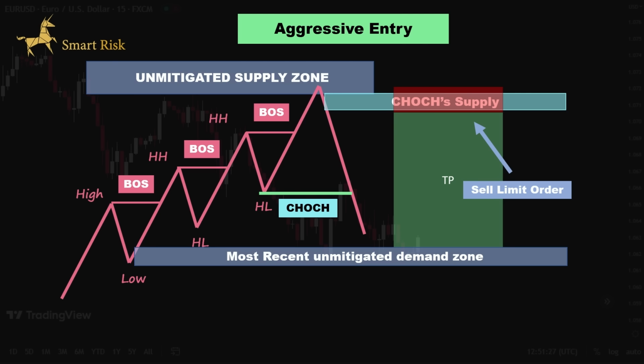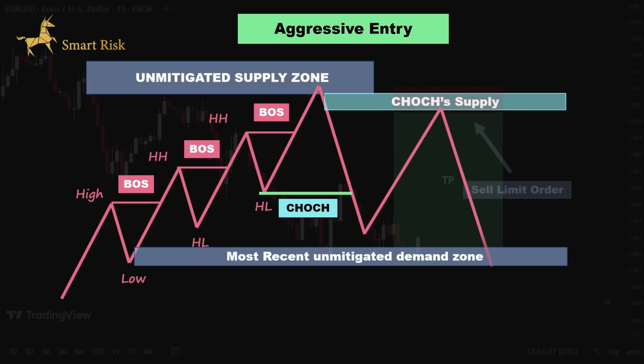And also, we should put our stop loss a couple of pips above the supply zone and target the most recent unmitigated demand. So, this is the general schematic of Chalk's aggressive entry. Let's go ahead and see a real example.